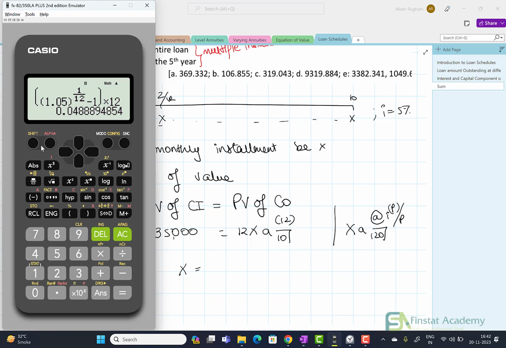Yeah, so I will just store this. So shift, store, let's store it in A. Yeah, so now I've got my I12. Now I apply my formula.